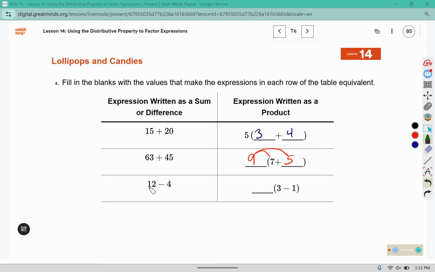What could I multiply by to get 12? If I start with 3, 3 times 4 is 12, and 4 times 1 is 4.